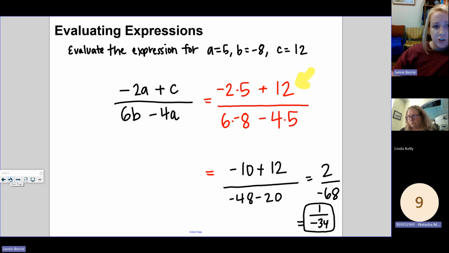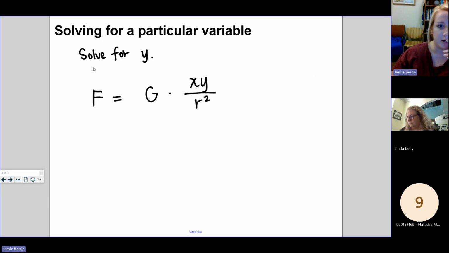So evaluating expressions, just plugging in the numbers and then using order of operations to simplify. All right, so here's the one that's on the activity that Natasha was saying was confusing. On the activity, the directions are solve for x. Here I'm going to do y, but what you're going to do is going to be very similar.